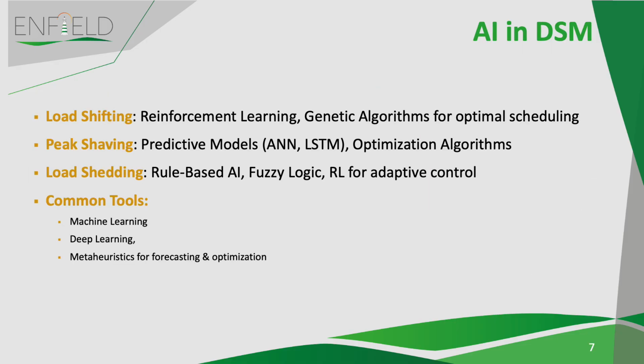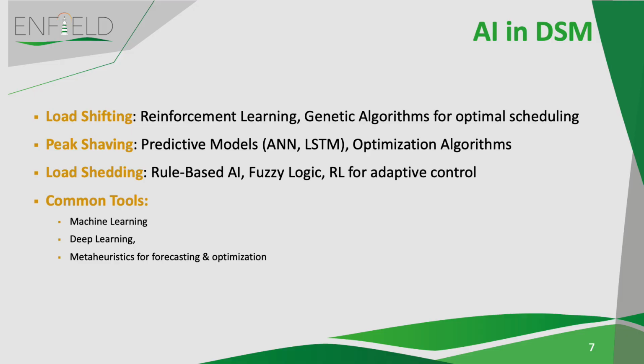Artificial intelligence plays a critical role in making DSM strategies effective. For load shifting, AI uses reinforcement learning and genetic algorithms to schedule loads like HVAC and EV charging at the best times. For peak shaving, predictive models such as neural networks and LSTM forecast demand peaks, while optimizing algorithms decide when to discharge batteries or use on-site generation.